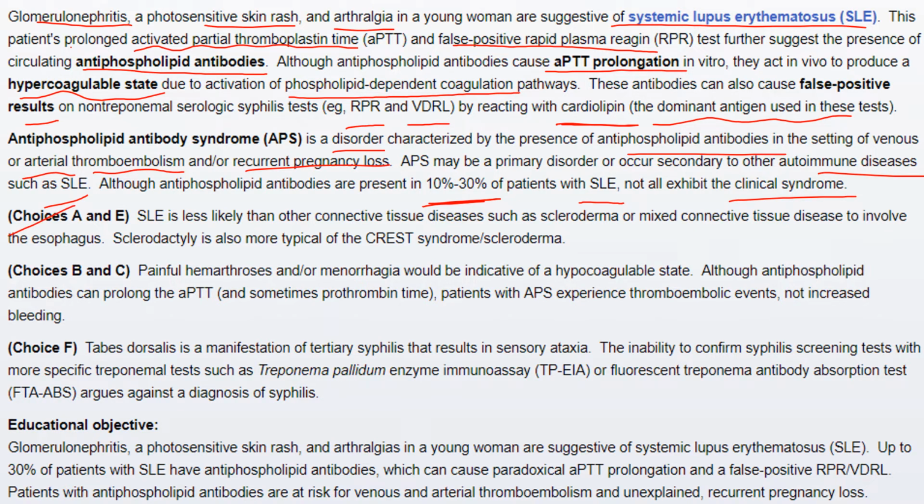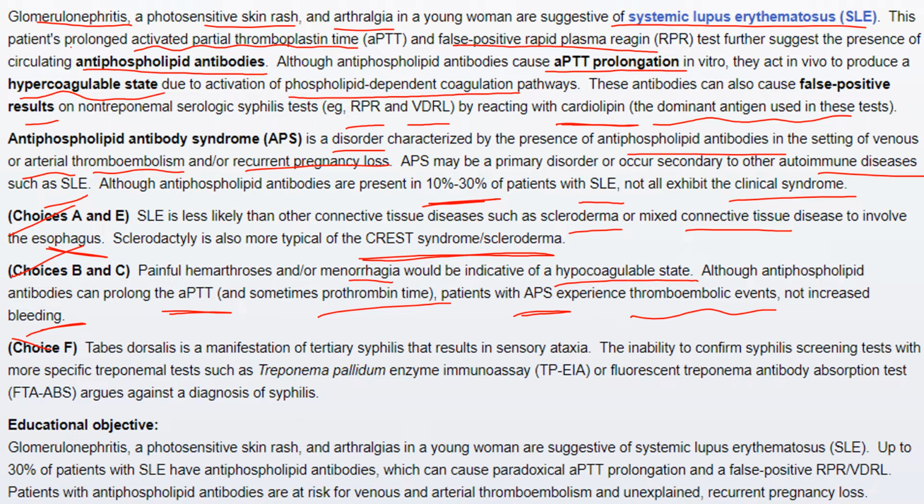SLE is less likely than other connective tissue diseases such as scleroderma or mixed connective tissue disease to involve the esophagus. Sclerodactyly is also more typical of CREST syndrome or scleroderma. In choices B and C, painful hemarthrosis and/or menorrhagia would be indicative of a hypocoagulable state. Although antiphospholipid antibodies can prolong the APTT and sometimes prothrombin time, patients with APS experience thromboembolic events, not increased bleeding.